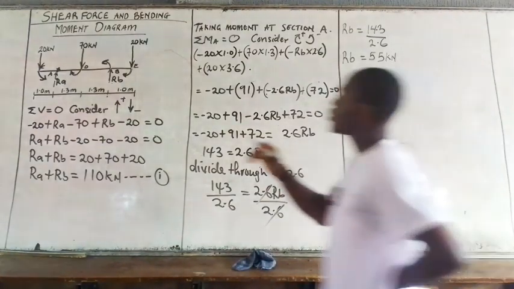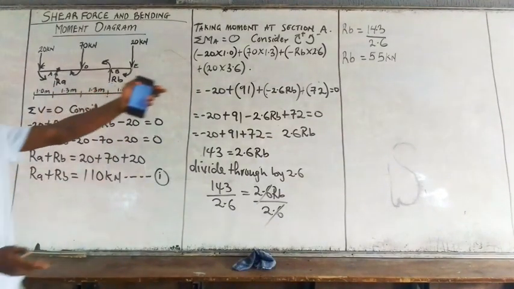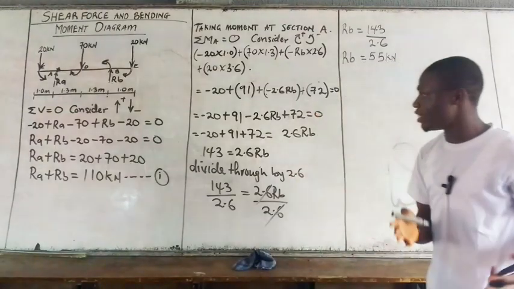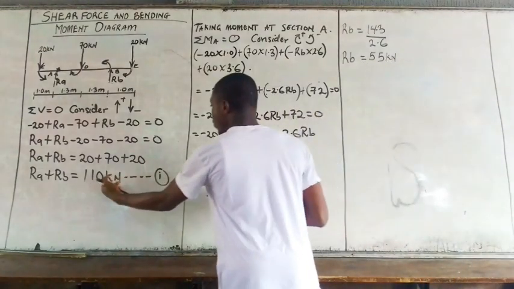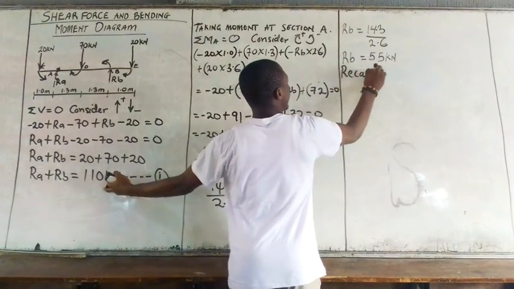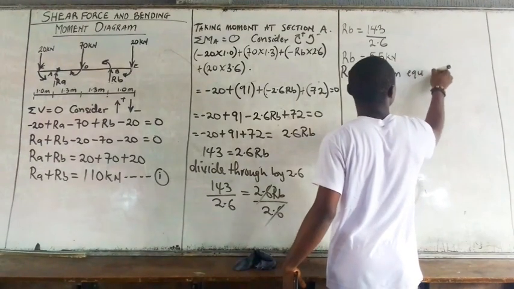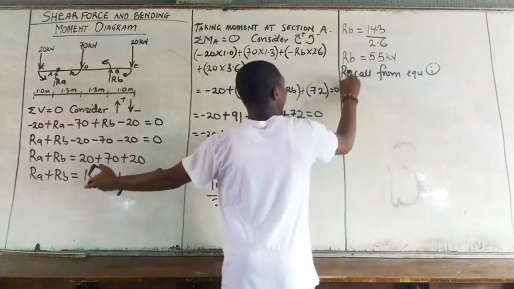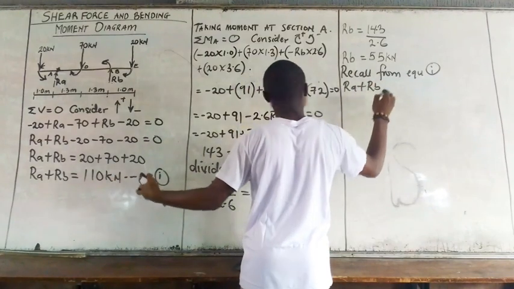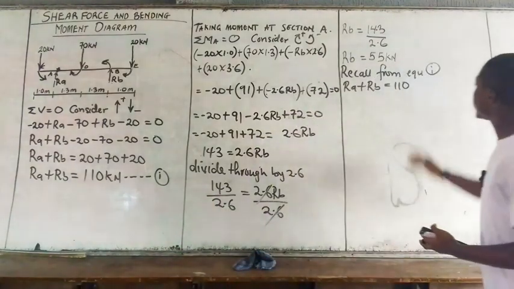Observe from the question I have two things there, RA and RB. I've gotten RB. My next action is to get RA. How do I get it? Let's recall from equation 1. Recall from equation 1, which says RA plus RB is equal in value to 110 kilonewton, right?